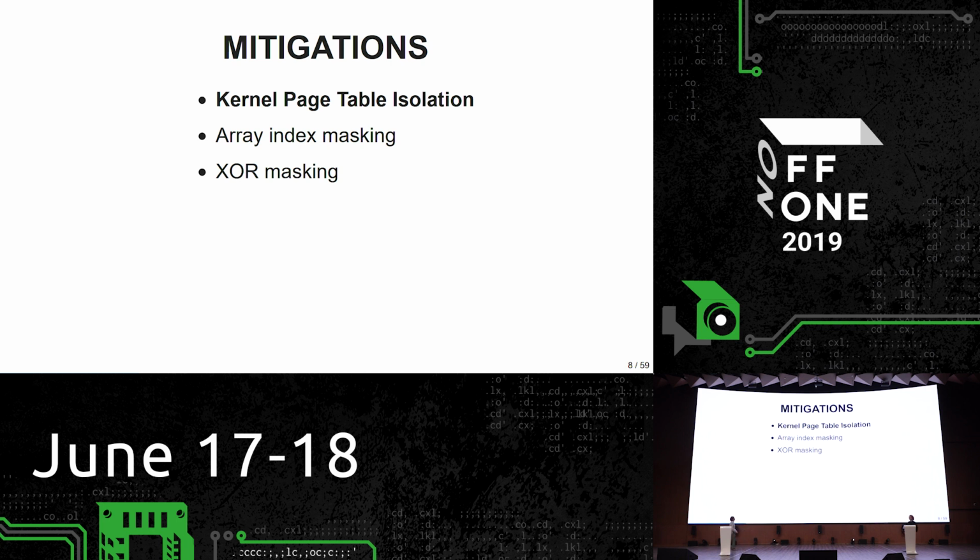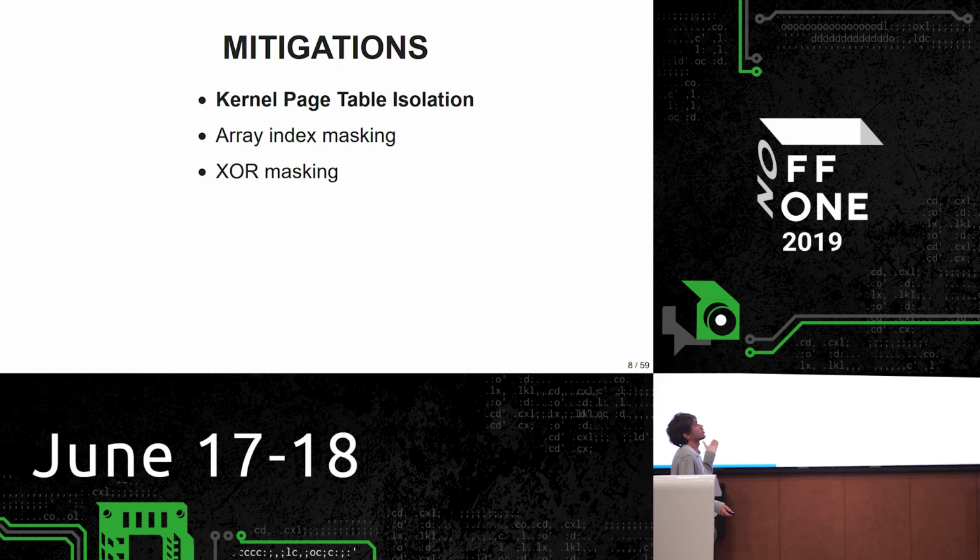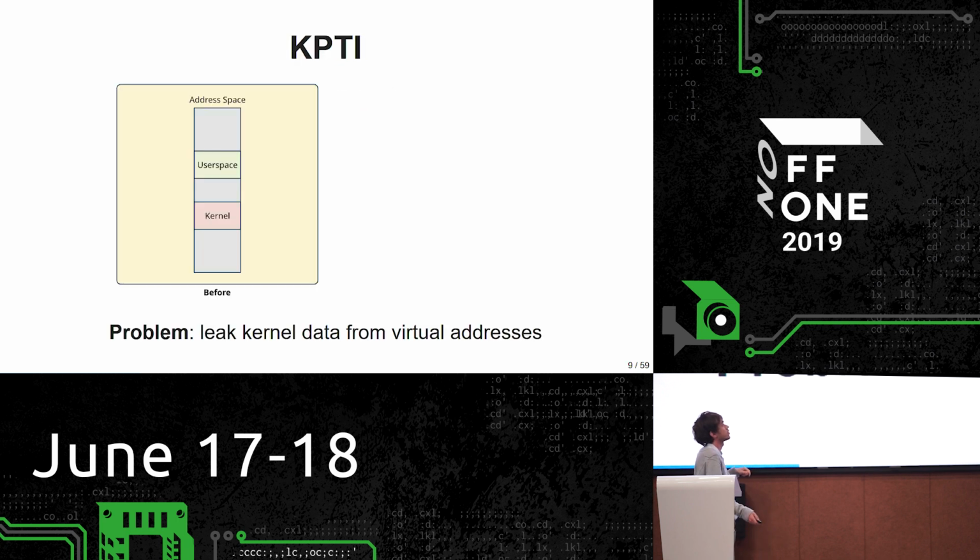There are different mitigations. A few of the proposed mitigations are array index masking and XOR masking for Spectre and Foreshadow. We don't really care about those for this presentation. We care more about kernel page table isolation. So what does that look like?